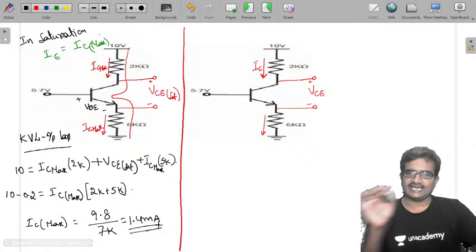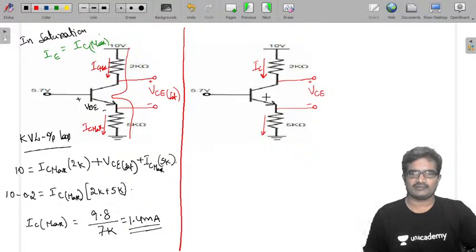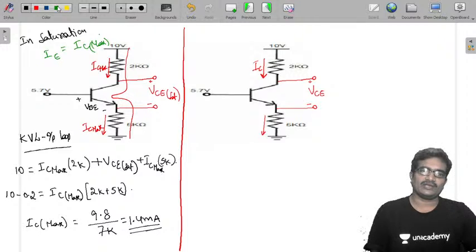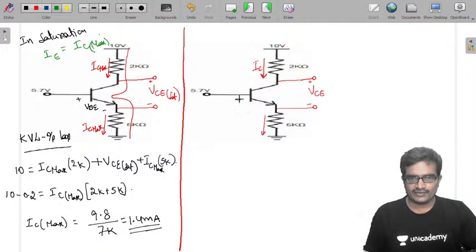Now calculate the IC in this by applying the regular procedure, then compare that IC with this. If this IC is greater than this, then the transistor is in saturation. If it is less than that, the transistor is in the active region. So we know that this is going to be VBE and this is the emitter current.